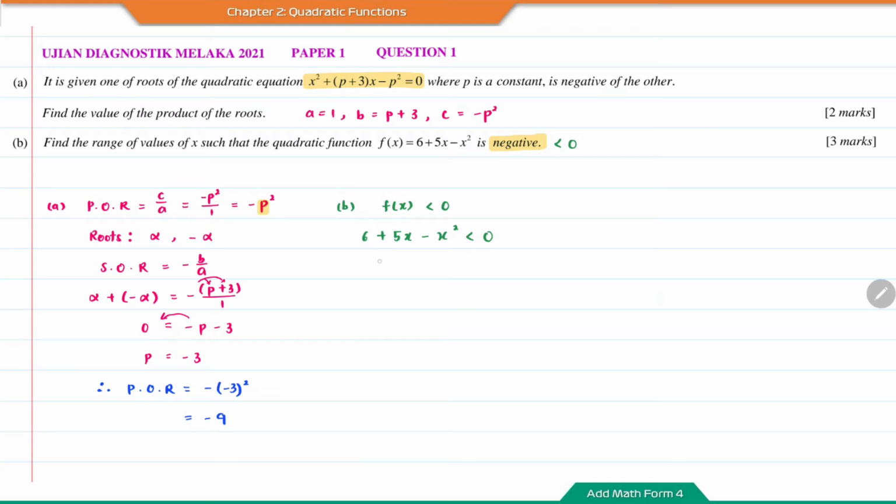So for the left-hand side, we're going to rearrange this. So here the a is negative 1. So I'm going to divide every term by negative 1 so that the a will become positive. So we can factorize this easier.